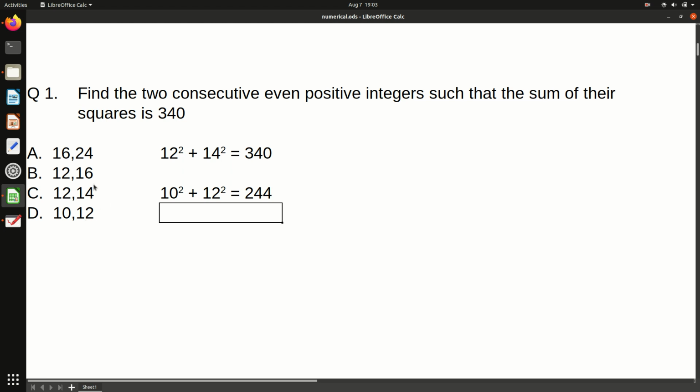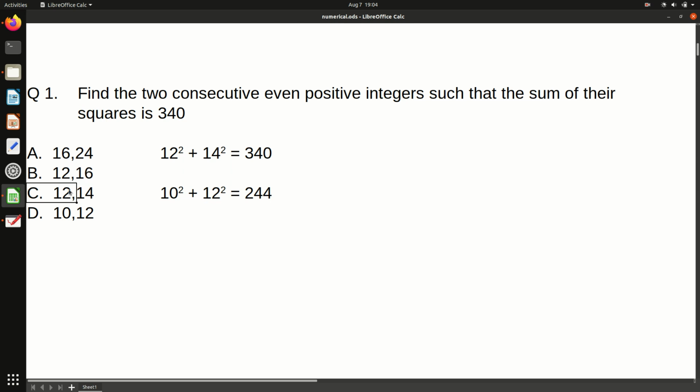Let us see the solution. Out of these four options, one will be the answer, and it says two consecutive even numbers should be there. Option A is 16 and 24. It is not consecutive even, since after 16 it should be 18. So A will be removed. Now if you see B, it is also not consecutive. After 12 we have 16, but the consecutive even numbers are 12 and 14. So this will not be our answer.